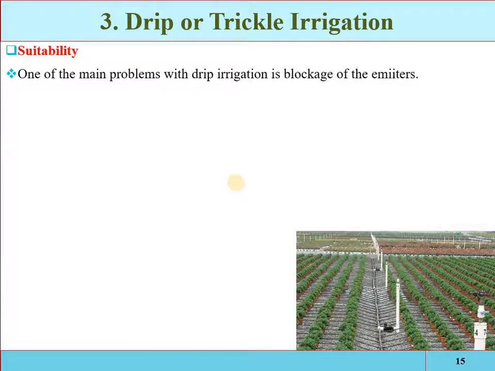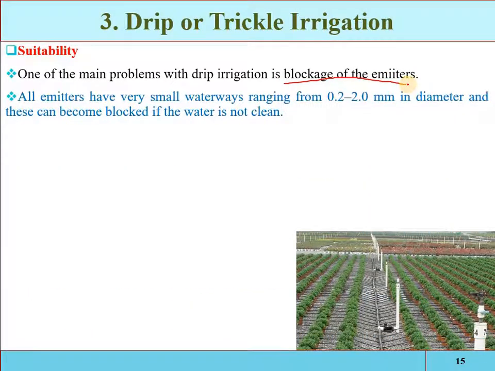One of the main problems with drip irrigation is blockage. That is the limitation. The size of the emitters is less than 1 millimeter, almost 0.2 millimeter in diameter.